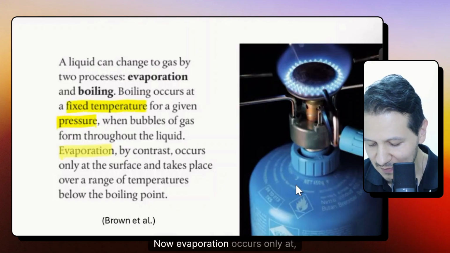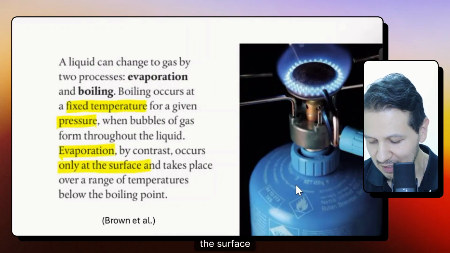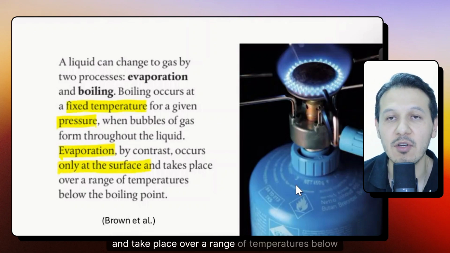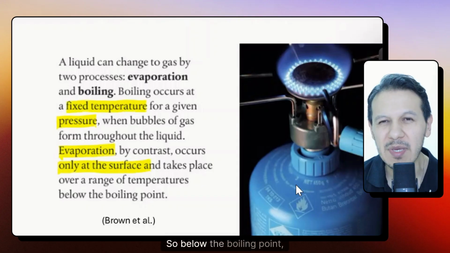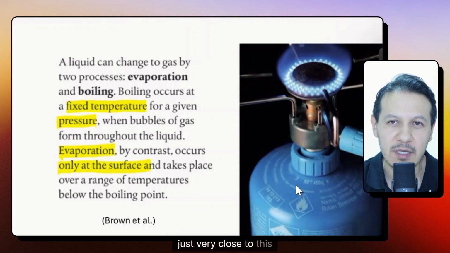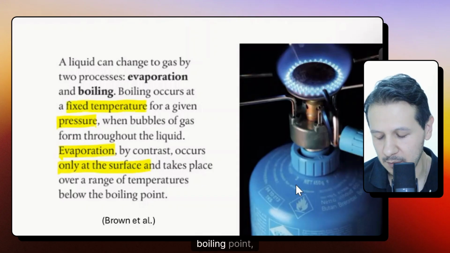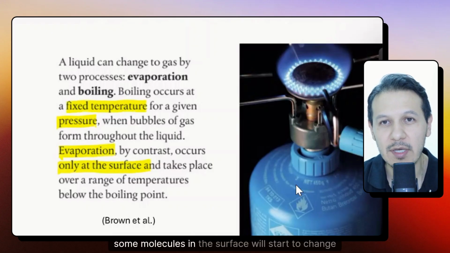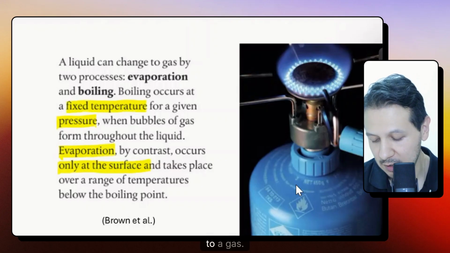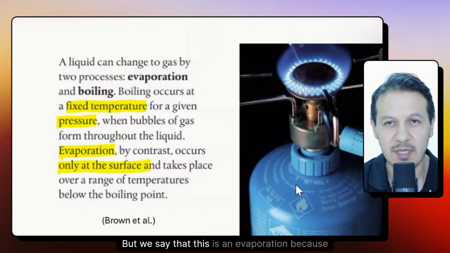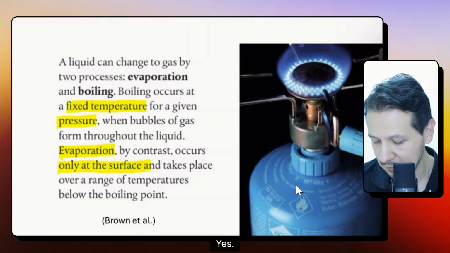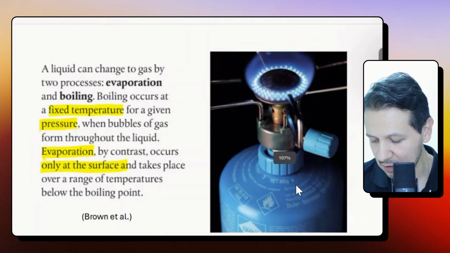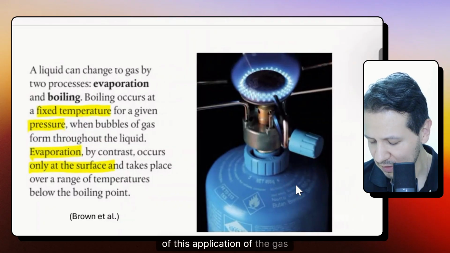Now, evaporation occurs only at the surface and takes place over a range of temperatures below the boiling point. So below the boiling point, just very close to this lower boiling point, some molecules in the surface will start to change from liquid to a gas. But we say that this is an evaporation because it's only the molecules in the surface. Yes. So here I have this picture of this application of the gas.